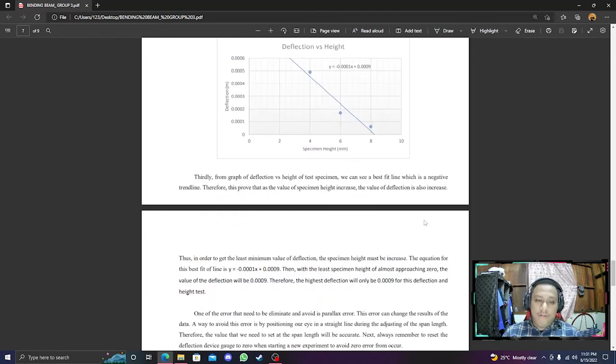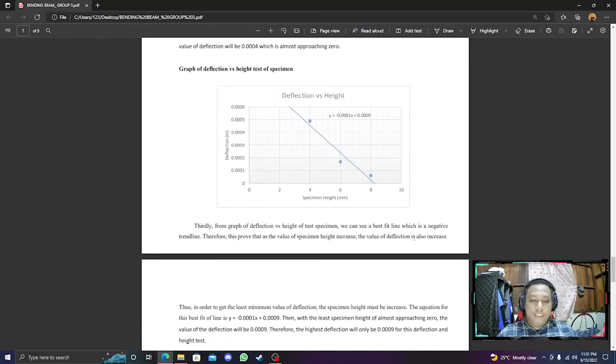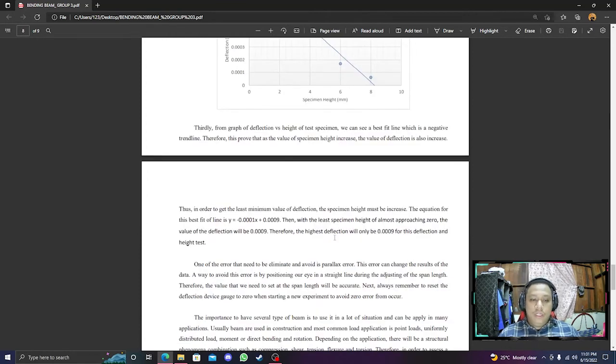From the graph of deflection versus height of test specimen, we can see a best fit line which is a negative trend line. Therefore, this proves that as the value of specimen height increases, the value of deflection decreases. In order to get the minimum value of deflection, the specimen height must be increased.